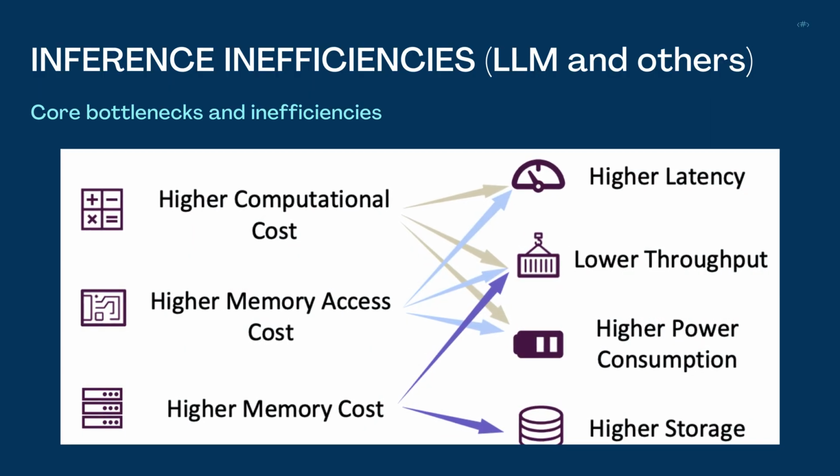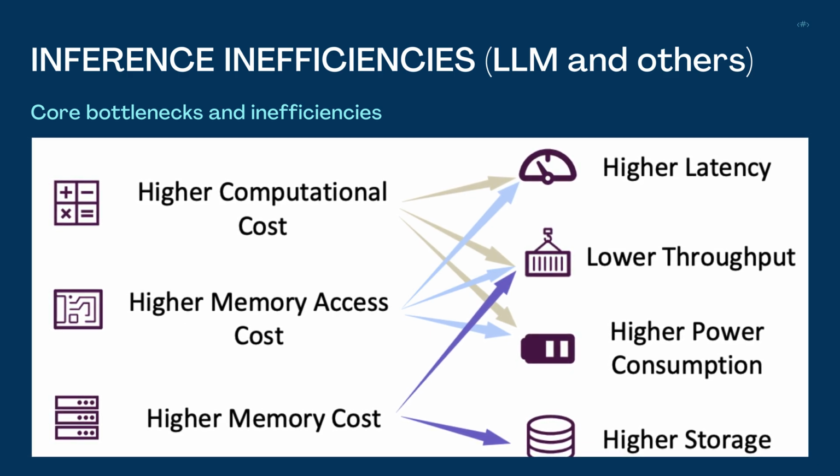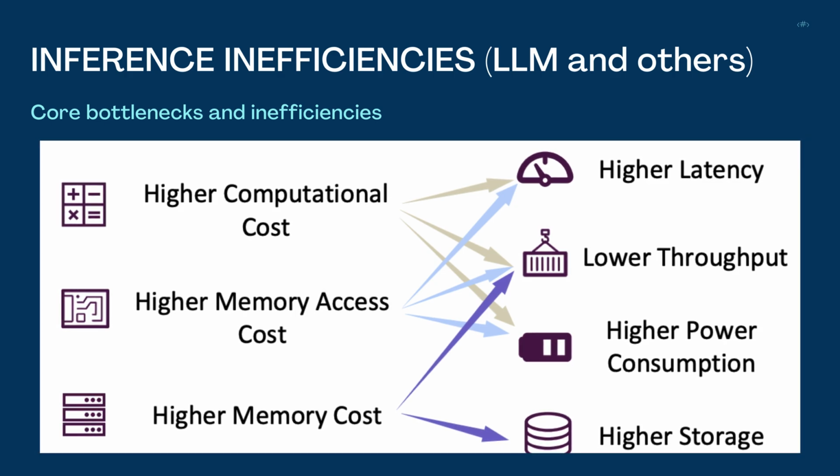But before we look at the top 10 strategies, let's look at the core bottlenecks and inefficiencies when it comes to large language models. The first one is that large language models have higher computational cost. What it means is that they require a lot of matrix manipulation, and because of that, generally have very high latency as well as high power consumption.